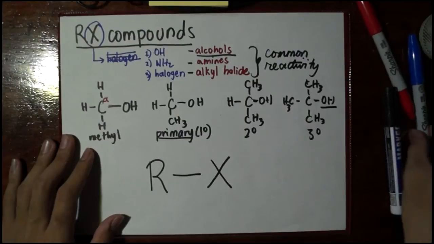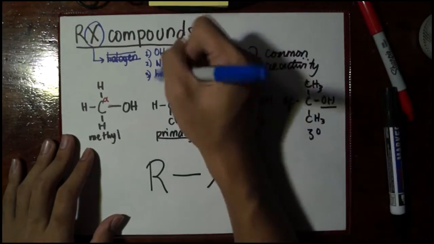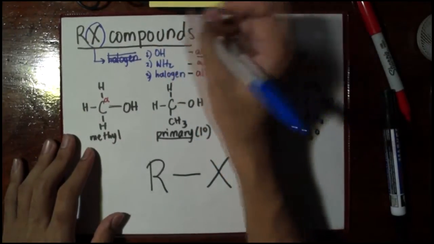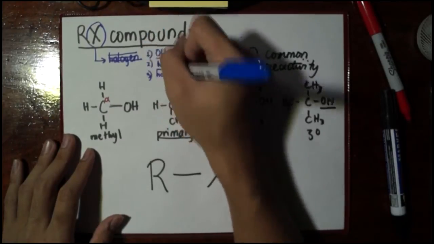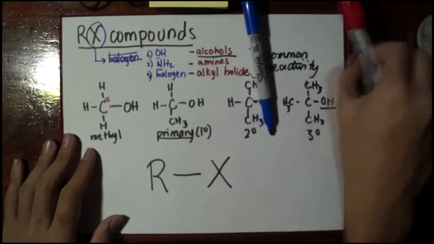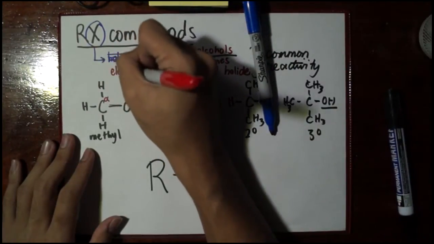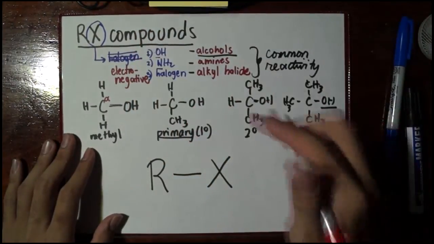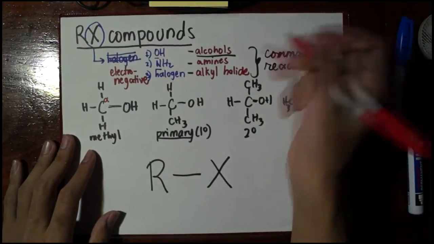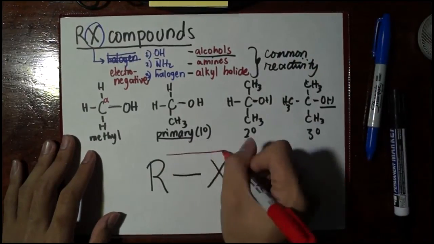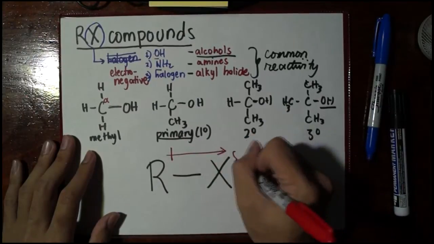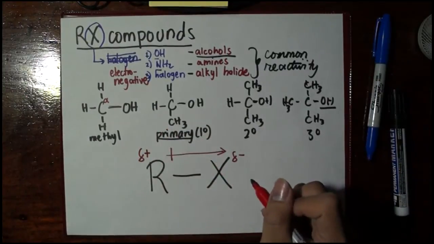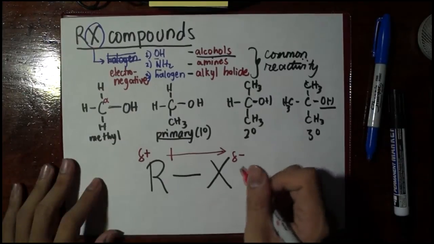Now, if you look at these functional groups, whether the functional group is OH, NH2, or a halogen X, all of these atoms, oxygen, nitrogen, or any of the halogens, are electronegative. Oxygen is electronegative, nitrogen is fairly electronegative, and halogens are also electronegative. So what happens? They like electrons, they pull electrons towards them. So this functional group would have a partial negative charge, and of course the R here would have a partial positive charge.